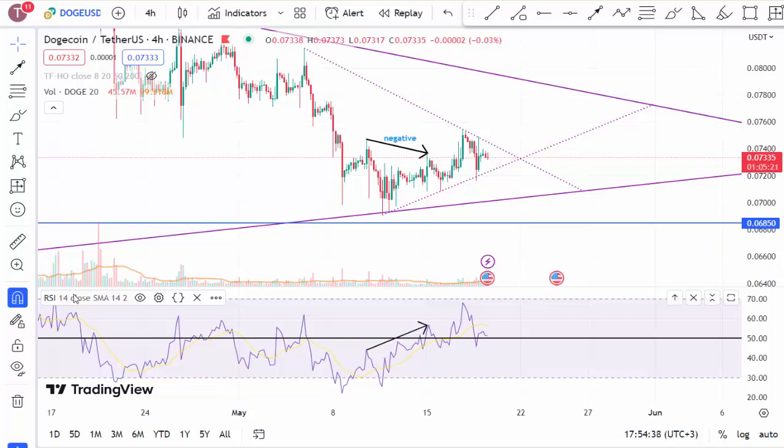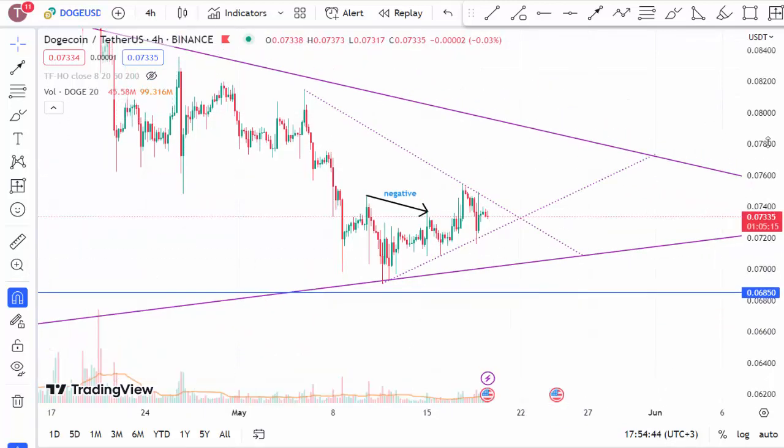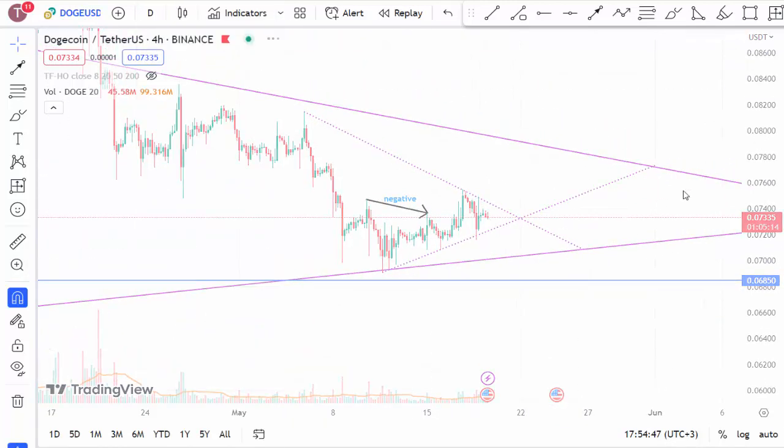After closing the RSI indicator, let's slowly come to the end of our video. In this video, we shared the technical analysis of Dogecoin with you.